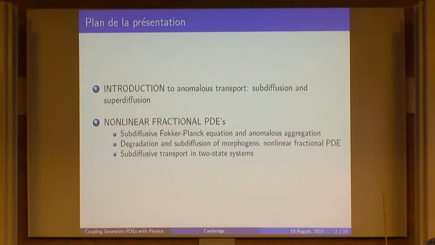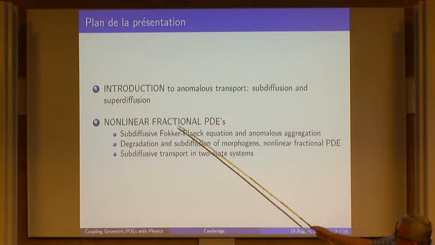Because here not everyone is an expert in anomalous transport, I decided to give a brief outline of anomalous transport like subdiffusion and superdiffusion. I will give the physical and biological reasons why, instead of diffusion, we have subdiffusion, and how to describe these subdiffusion or superdiffusion processes in terms of mathematics. And then the second part of my talk concerns nonlinear fractional PDEs.